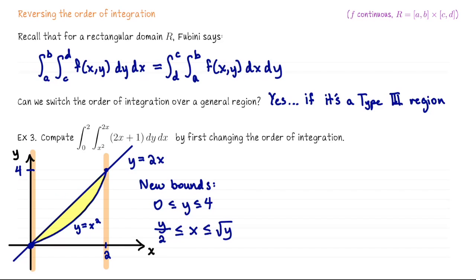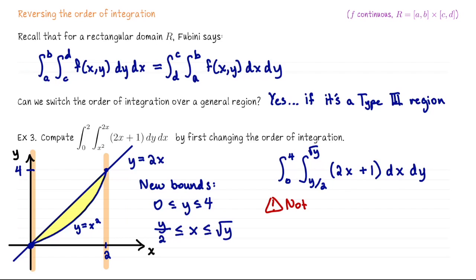So we could compute the exact same double integral, reversing the bounds, integrating from 0 to 4, integrating from y over 2 to the square root of y, 2x plus 1, so the integrand doesn't change, dx dy. And then you would just anti-differentiate and plug in your bounds in the usual way.